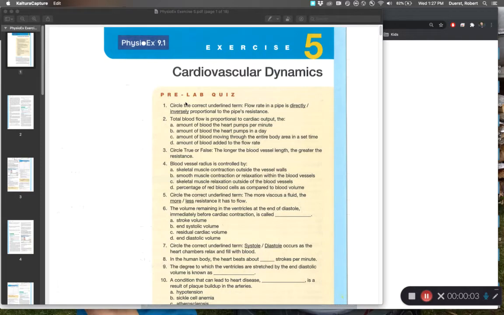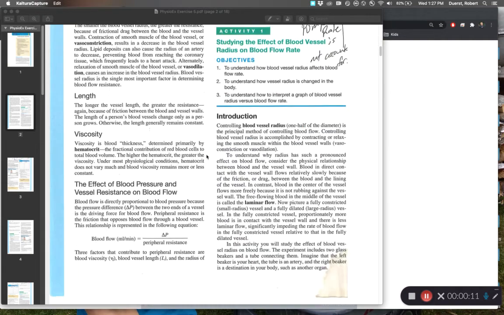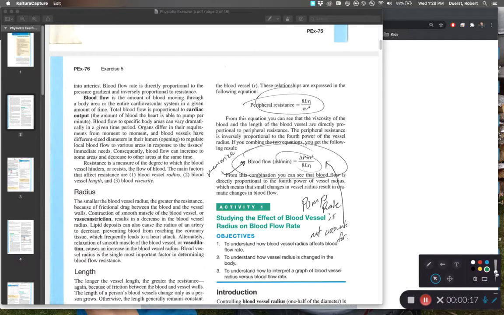Hi class, in this recording we're going to be focusing on PhysioEx exercise number 5, activity number 1. As we're looking at our exercise overview, I can't emphasize enough this equation. This is a super important equation that you need to focus on. This equation will help really just explain everything that you need to know for activities 1 through 4. And if you can understand the math behind this equation, you're going to be golden for the first 4 activities.